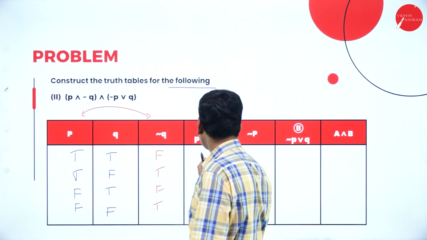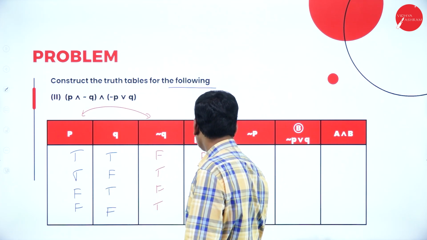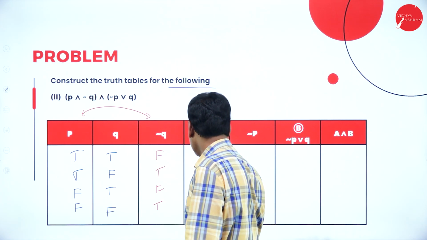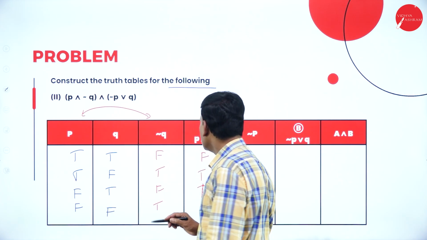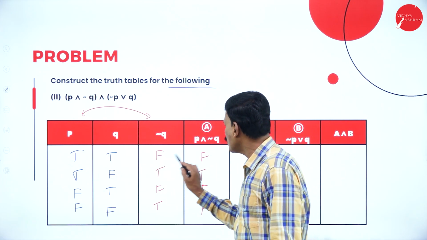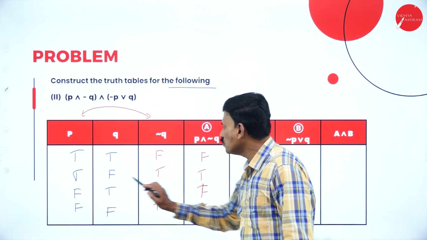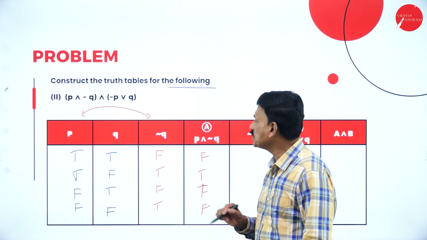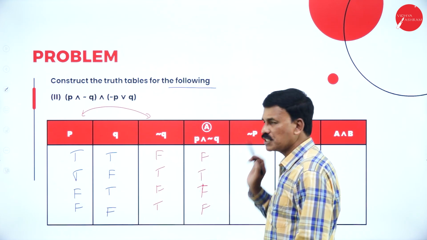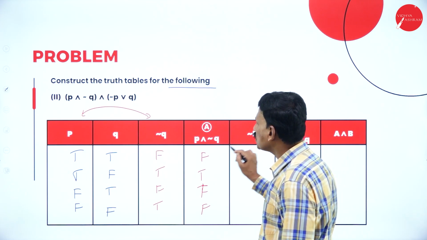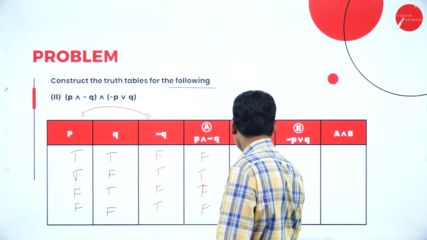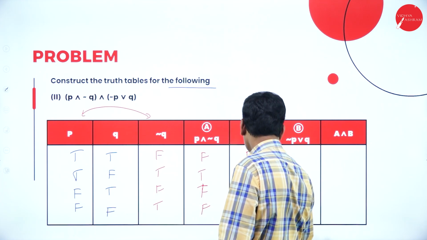So true and false is false, true and true is true, false and false is also false, and false and true is also false. That is the conjunction for P as well as negation of Q. Next, write down the negation of P. What is negation of P? True is false, true is false, false is true, false is true.